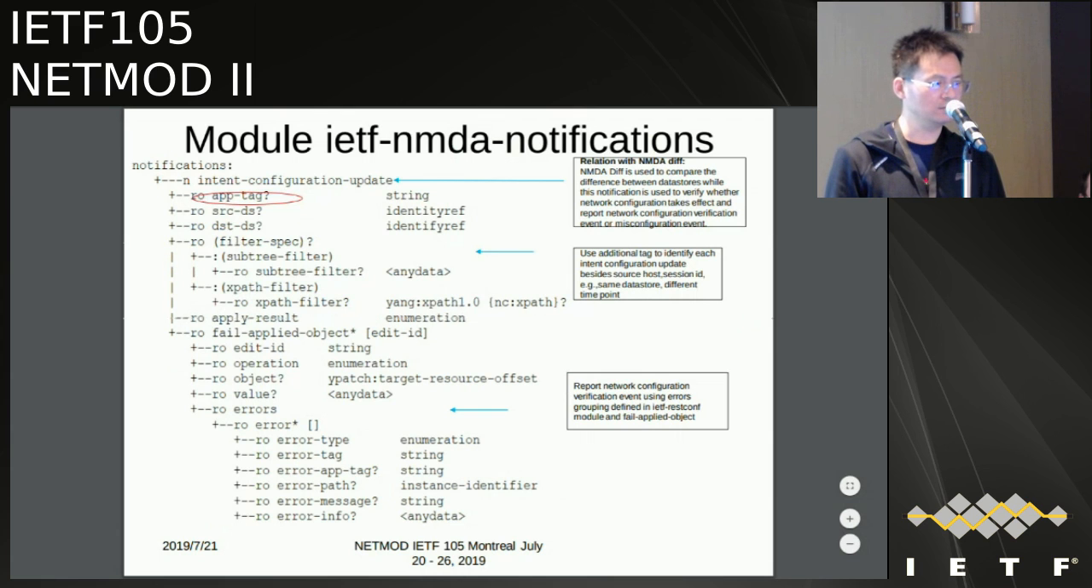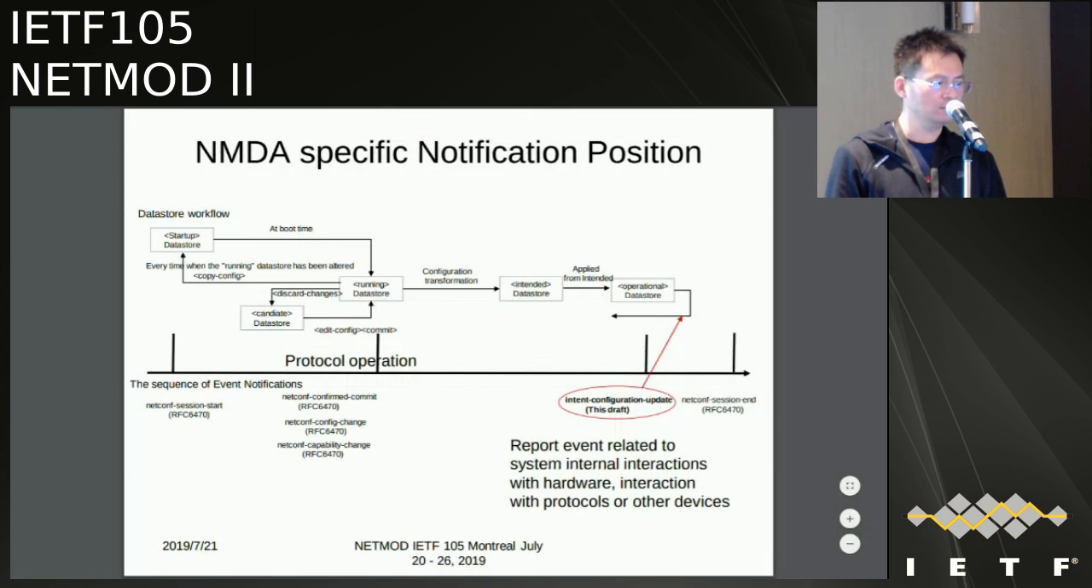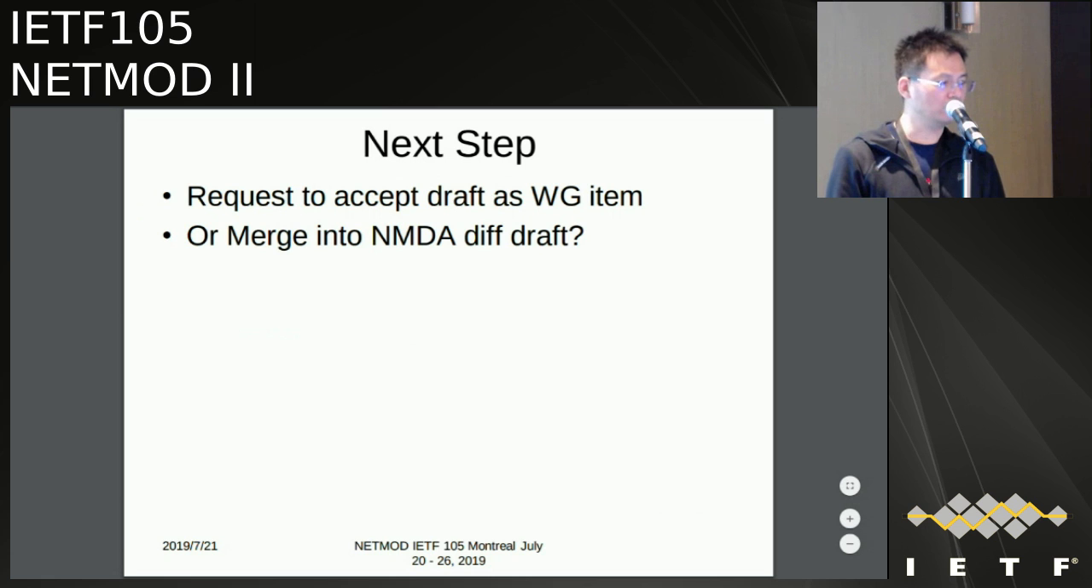And here is the model structure. We make some changes. We introduce an application tag to provide a new parameter to identify each update. Also, we clarify the difference with NMDA diff, and we think this can work together with NMDA diff. This is the position of this notification, and we already presented this at the last IETF meeting, and we showed the position of this message. So this draft has been around for a while, and we think it can synergize with NMDA diff, so we want to hear what the working group thinks about this again.